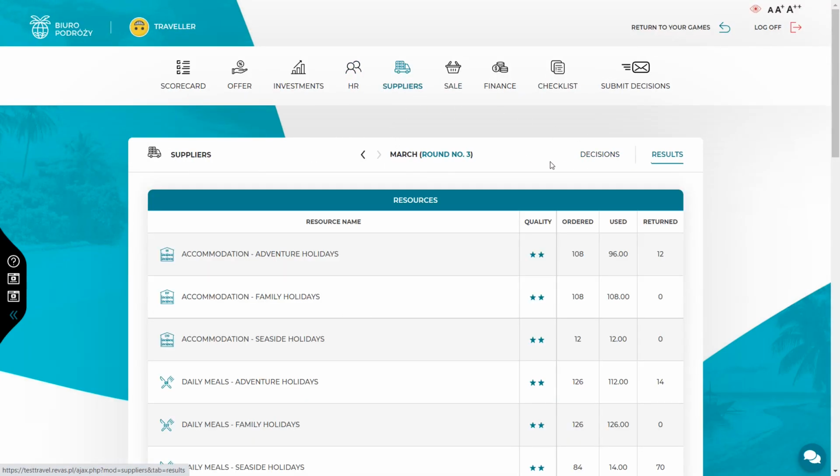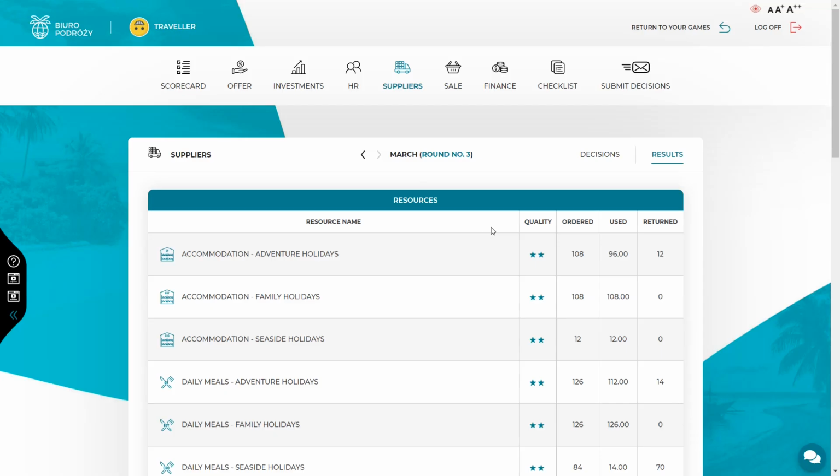The first table shows all resources you bought in the previous round. In the columns you will find details about how many items of given resources you have bought, how many have been used, and how many are being returned because the reservation has been cancelled. Remember, there is no resource storage in travel agency, so all purchased resources have either been used to serve customers or returned to the supplier.